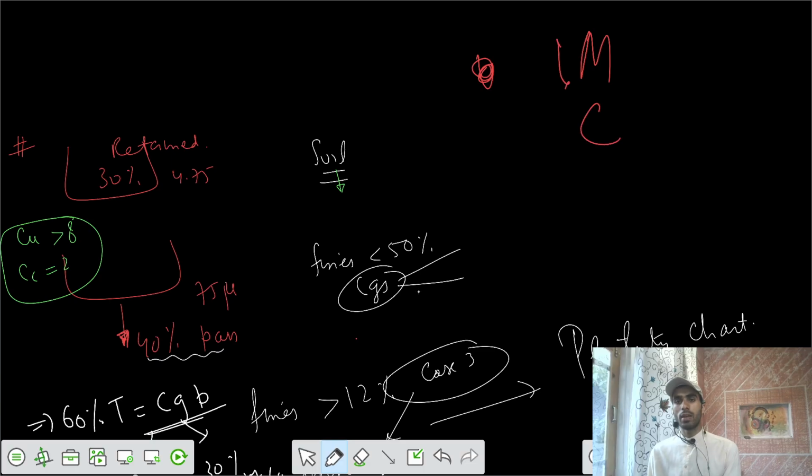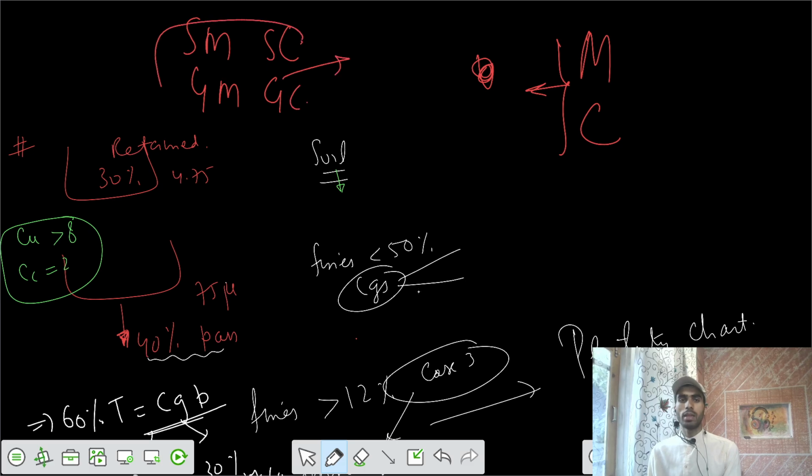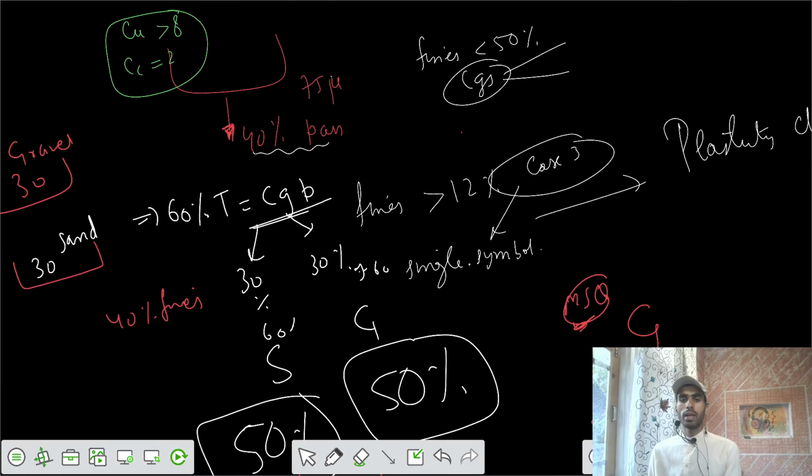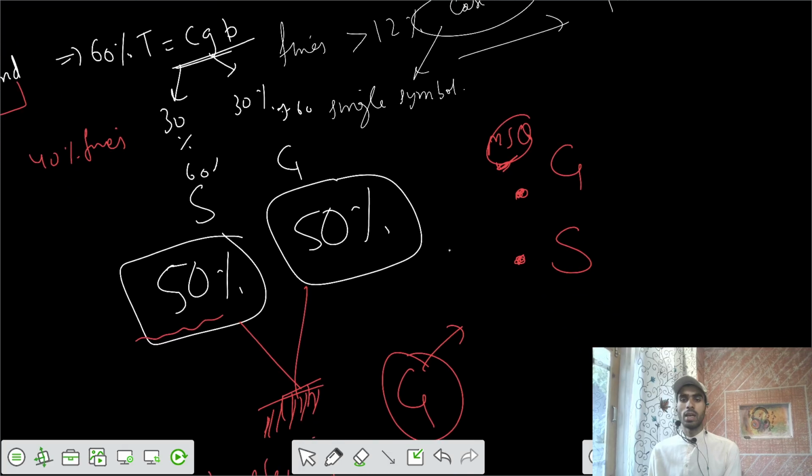That part we are not saying. We are not trying to calculate here. We are only saying whether, from your options, if your option was given to you as SM, SC, GM, GC, what was the option? So I'm saying it from that perspective.